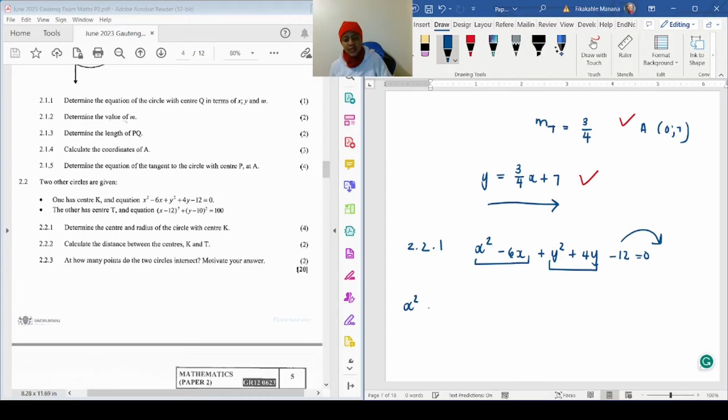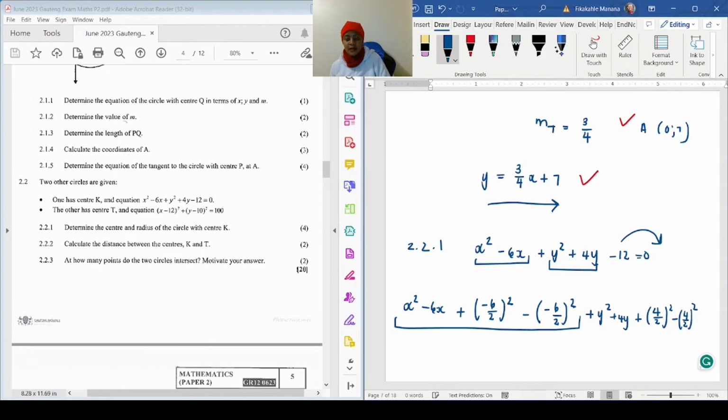So I have x squared minus 6x. Then I'm going to add, all right? So we're going to take the coefficient of x, which is -6. We're dividing it by 2, and we're squaring it. We're going to take the very same value and subtract it. Okay, so this is all for x. Then we're going to deal with y. Ooh, I'm going to run out of space here. All right, again, coefficient of y divided by 2 and square it, and we're going to subtract the very same thing. All right, and then we have minus 12 is equal to 0. Okay, so that's for the y.